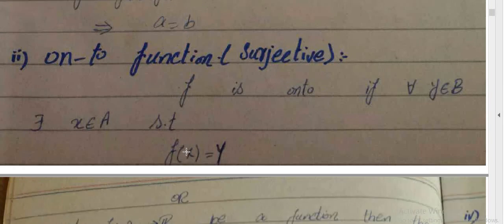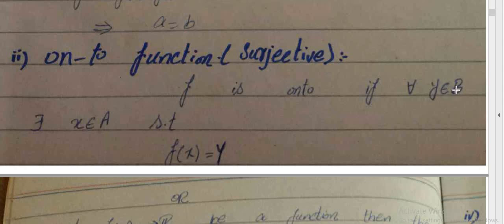Okay, the next type is the onto function. A function f is onto if for all y belonging to B, there exists x belonging to A such that f(x) is equal to y. We say that a function f is onto if every element in the second set B has a preimage in set A.